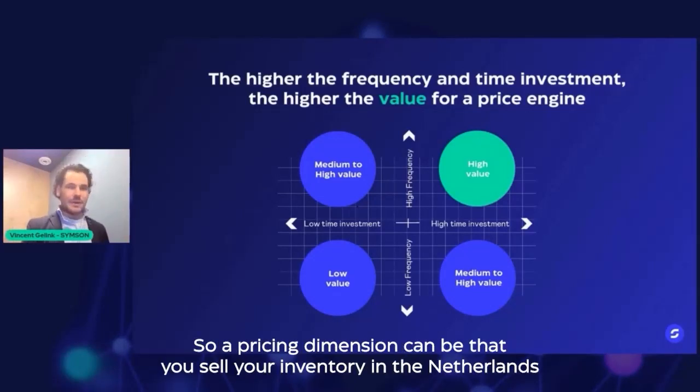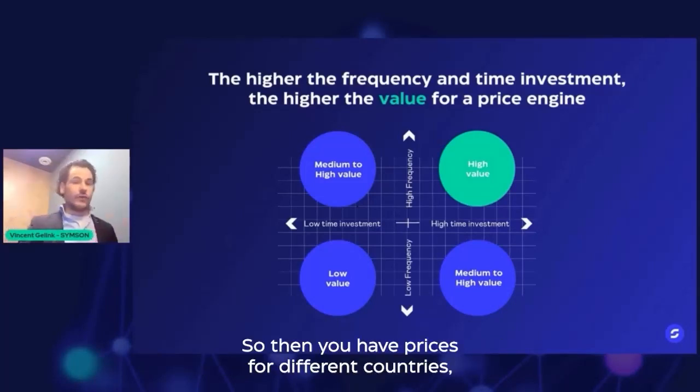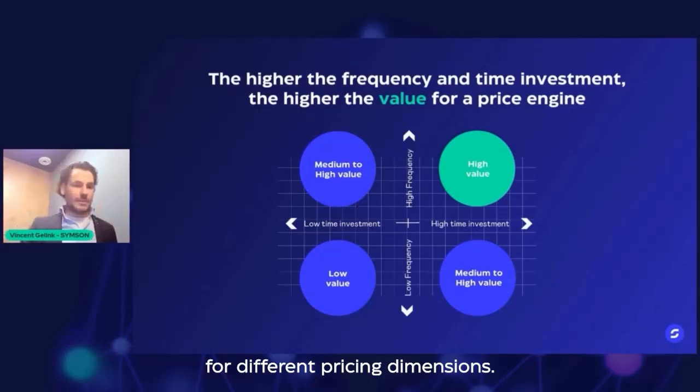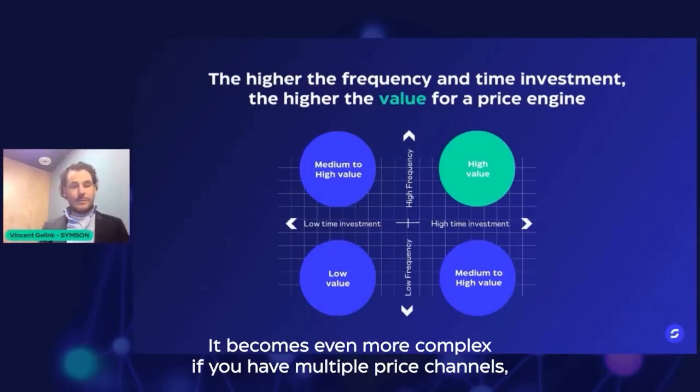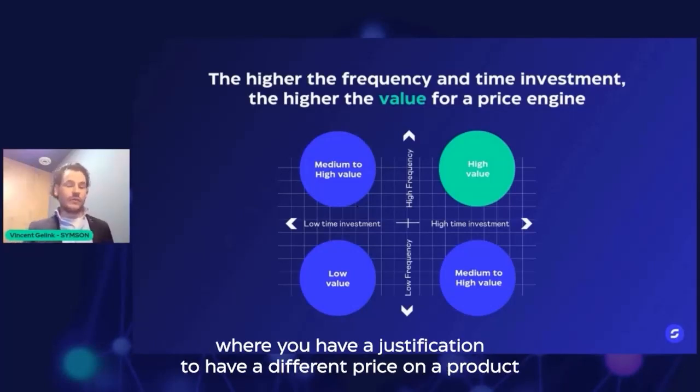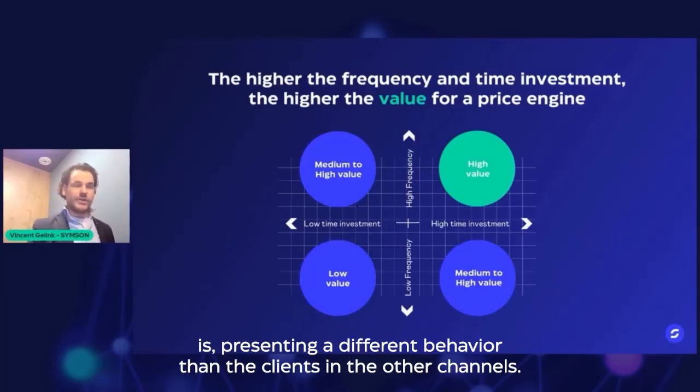So a pricing dimension can be that you sell your inventory in the Netherlands, in Germany, in the USA, and maybe in Sweden. So then you have, for instance, 4 different countries, 4 different pricing dimensions where you want to fit your prices in that specific market. It becomes even more complex if you have multiple price channels where you have a justification to have a different price on a product per channel, because the customer that is buying in that specific channel is presenting a different behavior than the clients in the other channels.